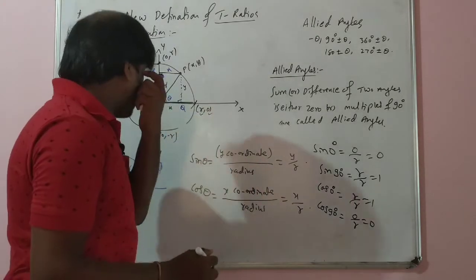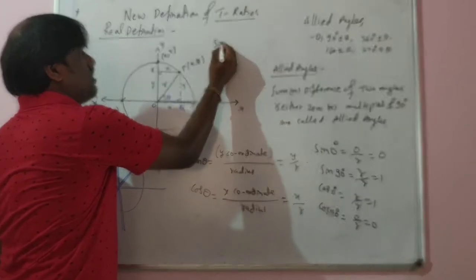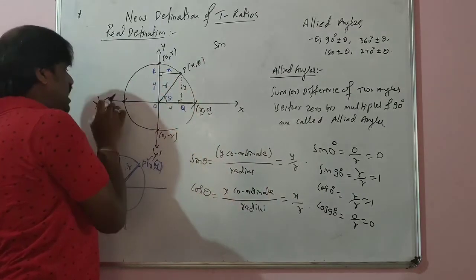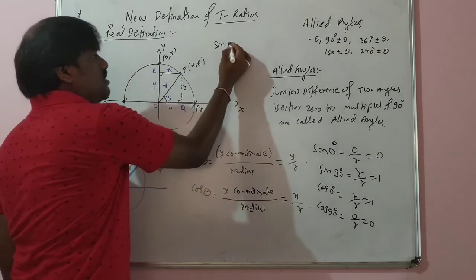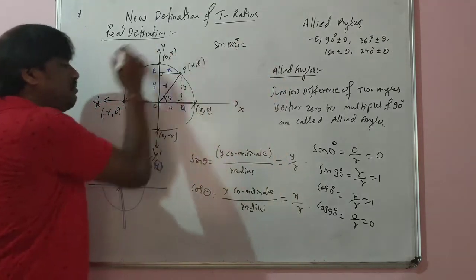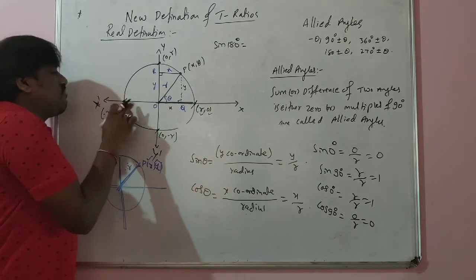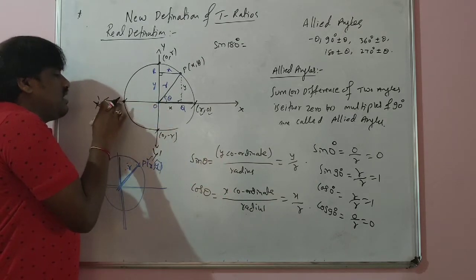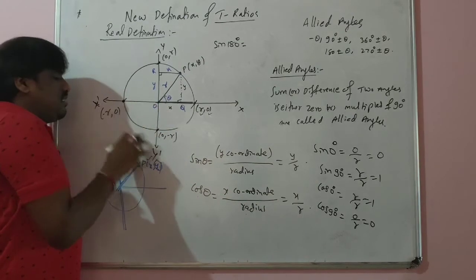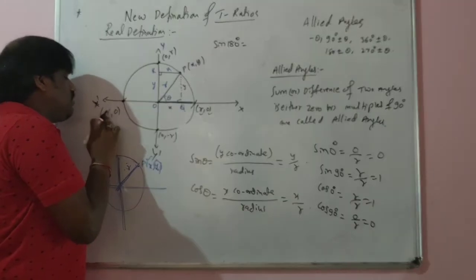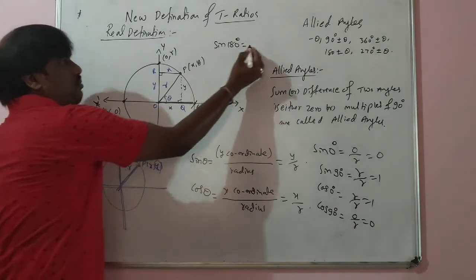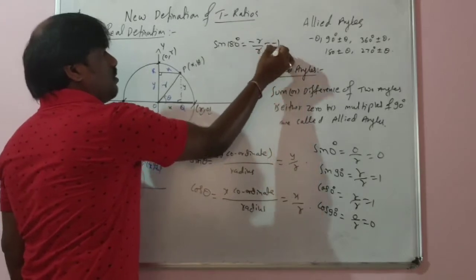Okay, see here, now I want to know sine 180 degrees. What is sine 180 degrees? You just remember this picture every time. For sine 180 degrees, you come to here. What is the formula here? Y coordinate divided by radius, that is minus r divided by radius, which is equal to minus 1.